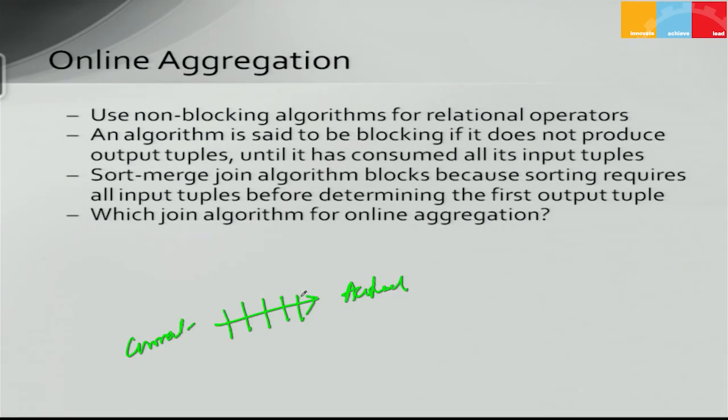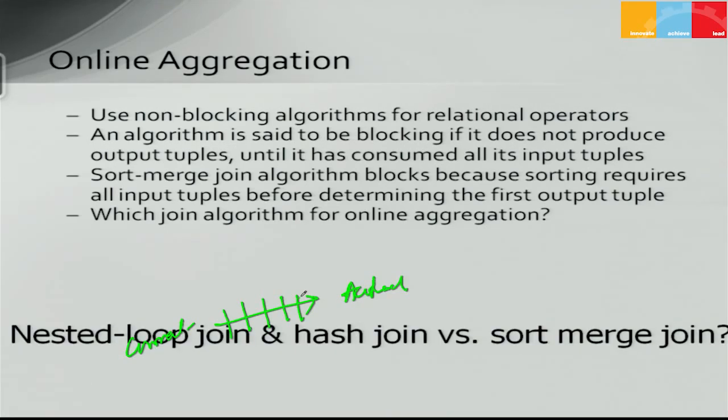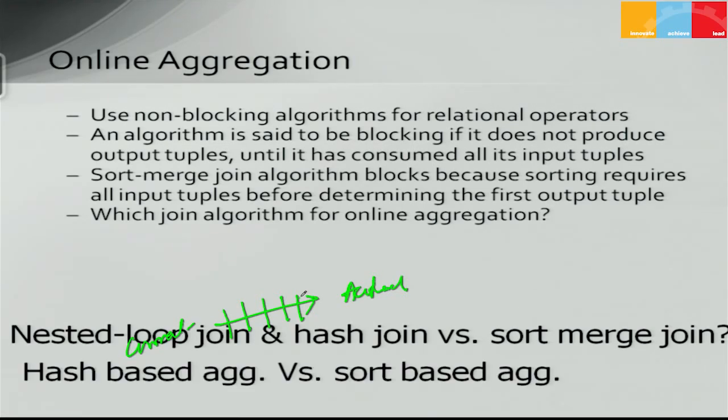So which join algorithm for aggregation? You can use the simple join, which we call the nested loop join, and hash join, versus sort merge join. Sort merge join is not preferred because it is blocking, whereas nested loop join and nested block loop join can be used for performing the joins for online aggregation. And hash based aggregation versus sort based aggregation: hash based would be preferred because of the non-blocking nature.